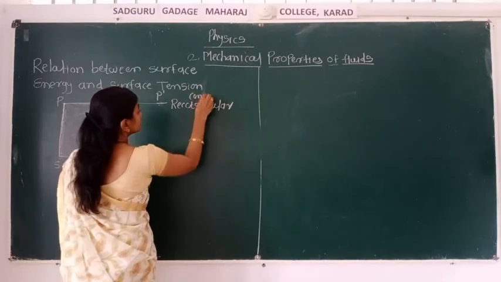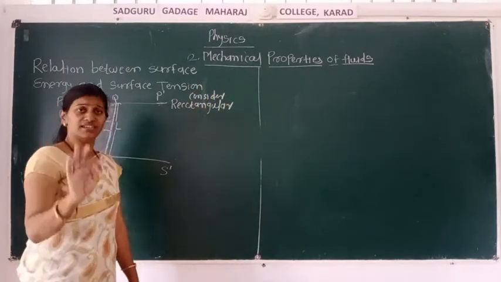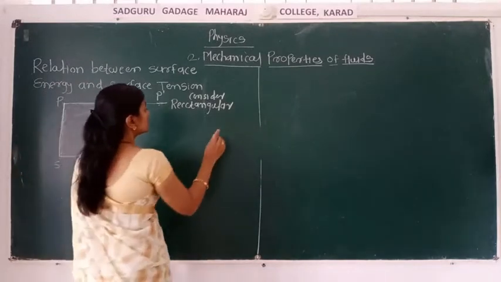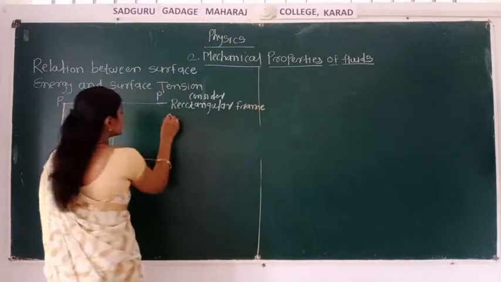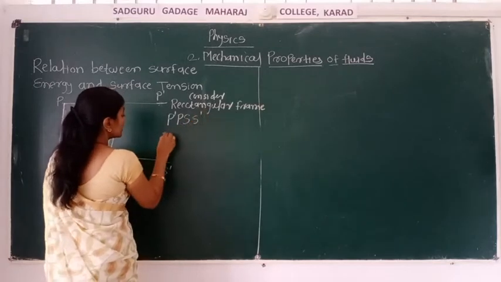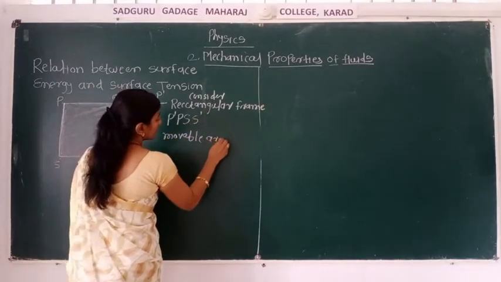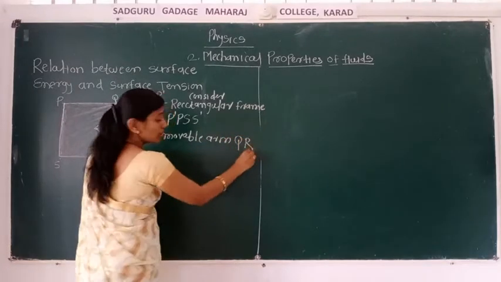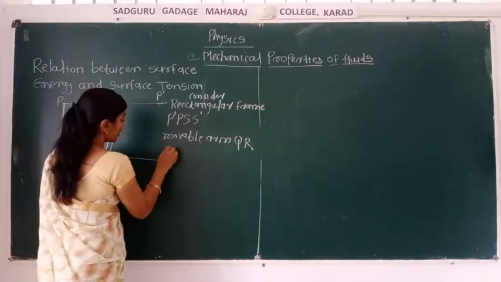Consider, I am not writing it in depth; all the writing work is present in the textbook, and whatever important part I am noting here. Consider a rectangular frame. The name of the frame is P Q S S dash. It has a movable arm, QR. When we dip it in the soap solution, the soap film is present.